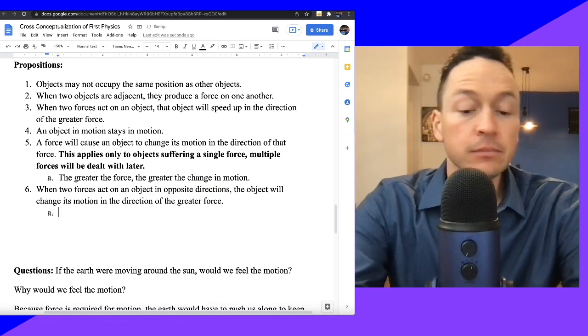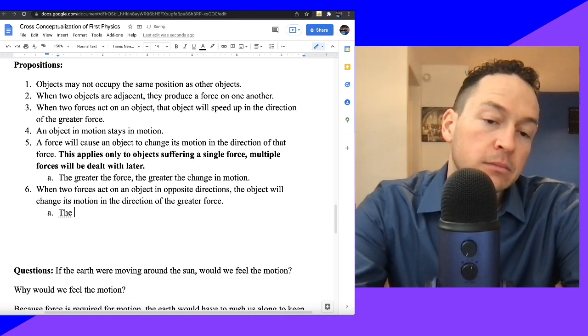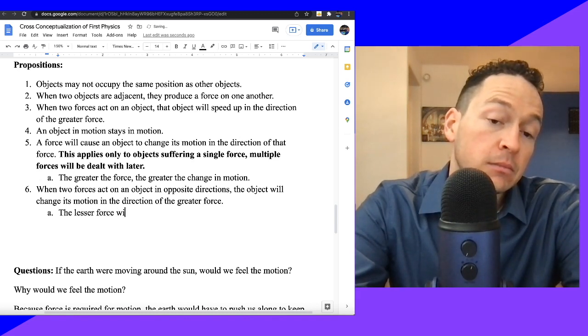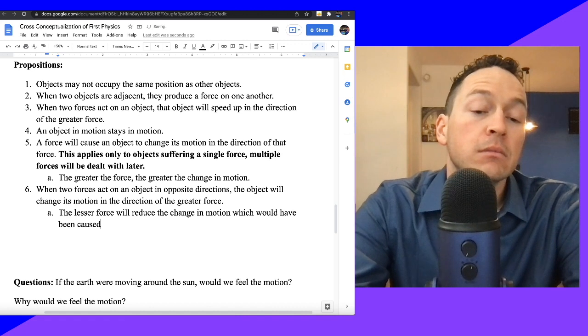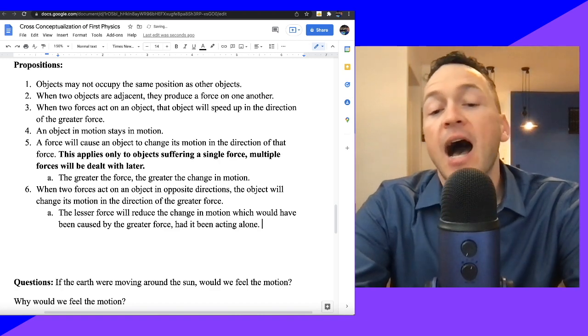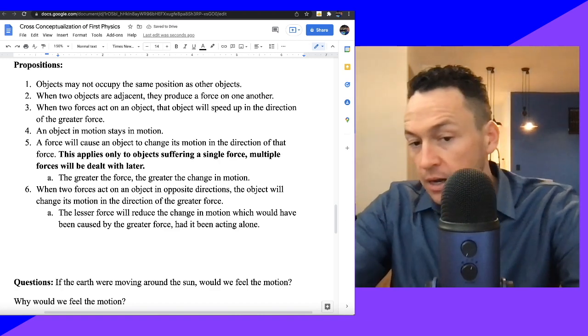The lesser force will reduce the change in motion, which would have been caused by the greater force had it been acting alone. Okay, I don't like this.